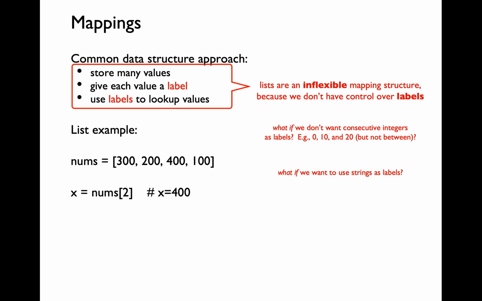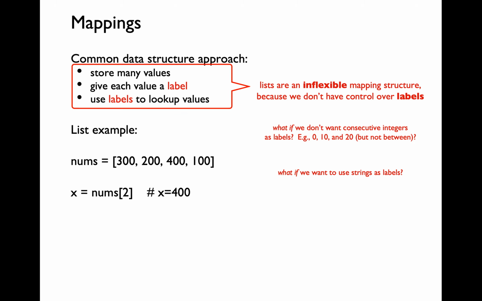Lists are kind of inflexible. That's because you can only have specific labels when it comes to lists. The labels always have to be the index positions of fixed integer values starting at position 0. What if we want to use strings as labels? What if we don't want to use consecutive integers and we want to have labels like 0, 10, 20? Dictionaries are going to enable us to do both of these things.